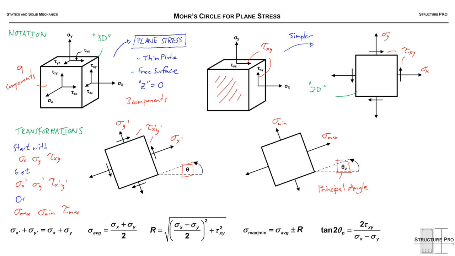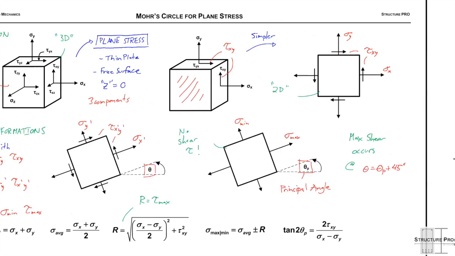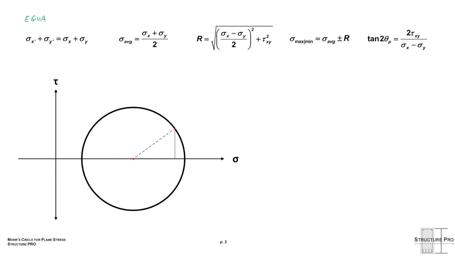It's this special unique angle, theta p, called the principal angle, and it rotates you to a position where the shear disappears, okay? You can see no shear on the edges here. That means that we've actually maximized our normal stresses. And this is very key for a variety of reasons, but failure being one of them. So the max shear actually occurs 45 degrees rotated from that, and the value of the max shear is going to be equal to R, this equation down here at the bottom.